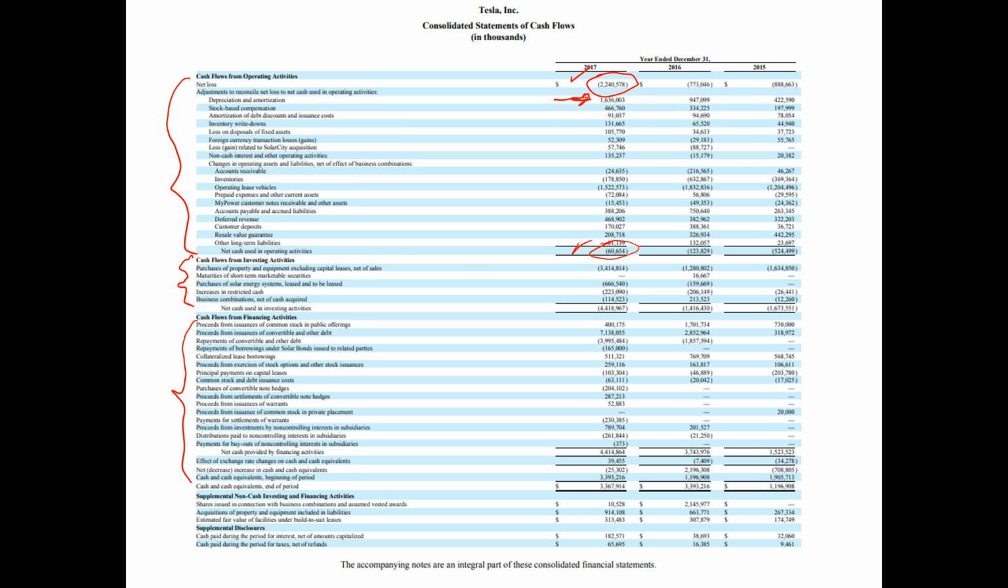But what about on the investing side? You can see that they purchased 3.4 billion of property, plant, and equipment. They also spent some money on some other things, but that was the biggest ticket item. What about financing activities? You can see that they repaid some debt last year. They borrowed 7 billion last year. There's a whole bunch of other smaller items, but those are the biggest ones.